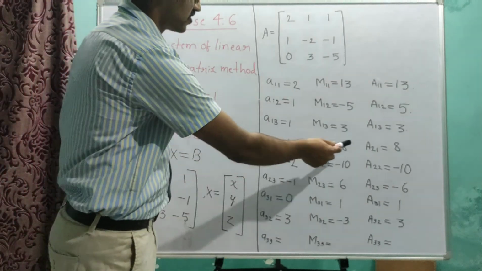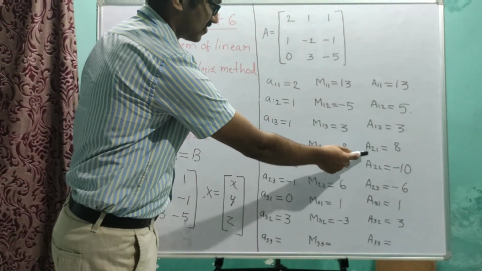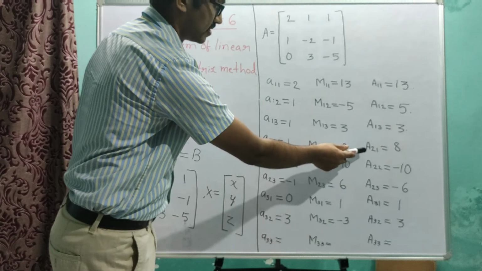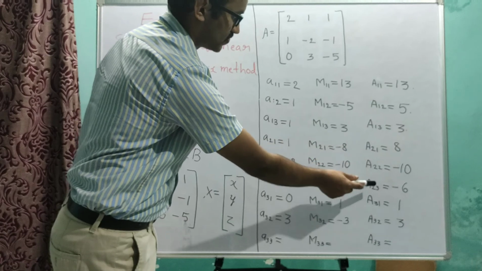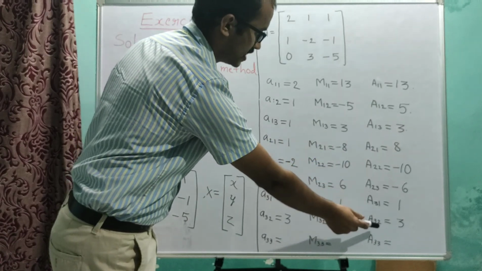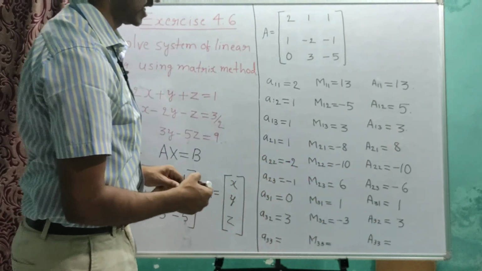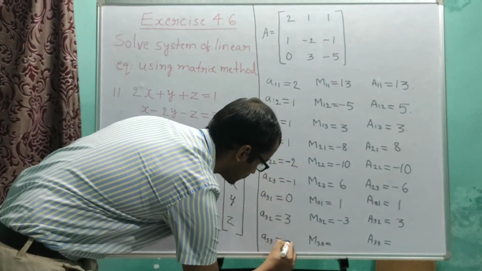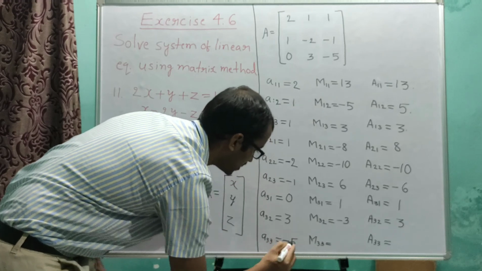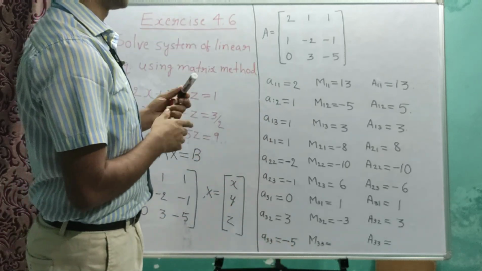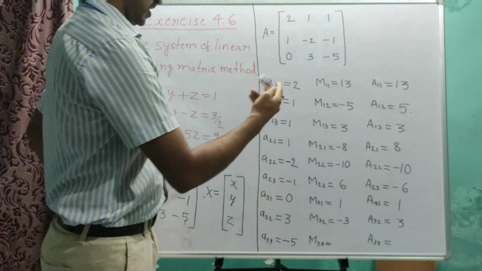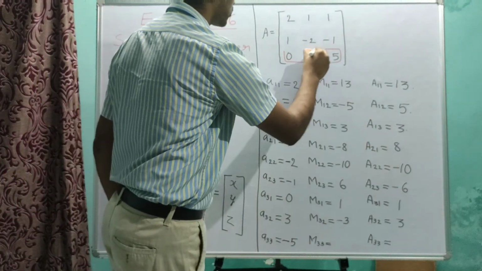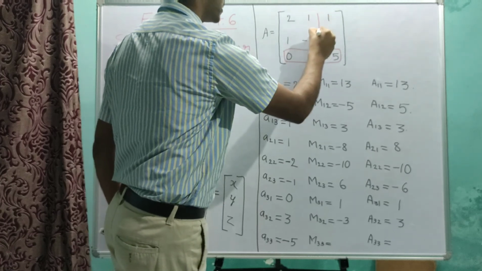Similarly, if you compute the cofactors of the other elements, we are following the same procedure: A21, A22, A23, and so on till A32. Now the last element A33, that is minus 5. Its minor is obtained by, so here minus 5 lies in the third row as well as the third column.